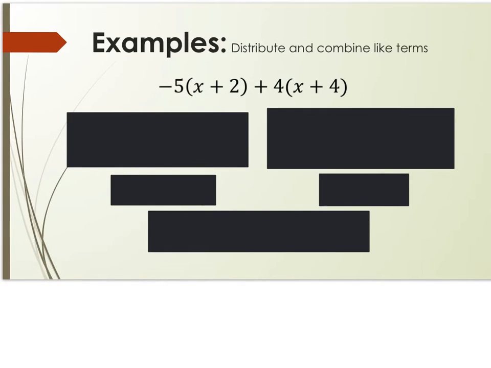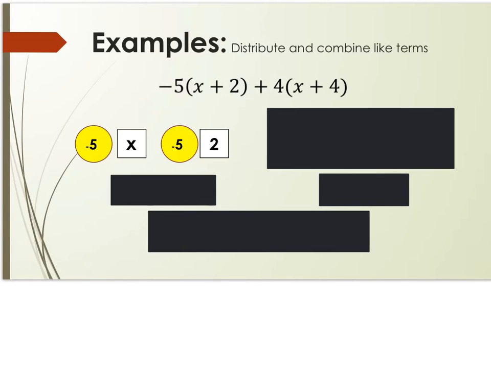Now let's look at an expression where you have to distribute twice. You will need to distribute the negative 5 with the x and the positive 2. And you also need to distribute a positive 4 with an x and a positive 4. To do that, you can first look at doing circle, square for the negative 5 expression. You'll put the negative 5 in the circles, and then the x goes in the first square and the positive 2 in the second square.